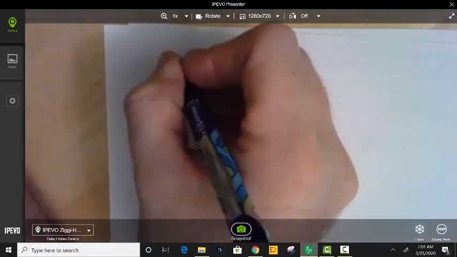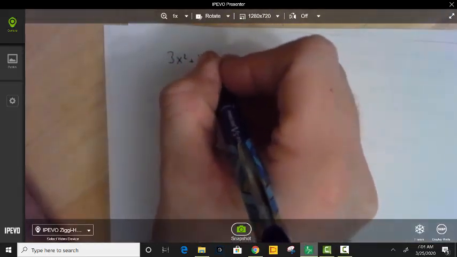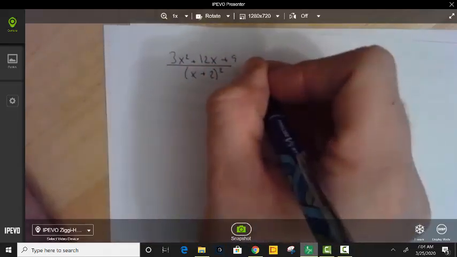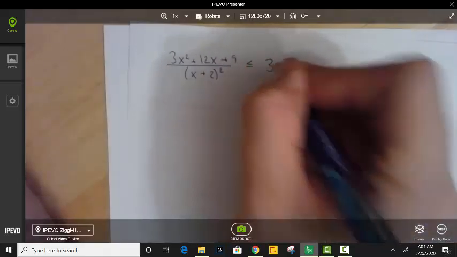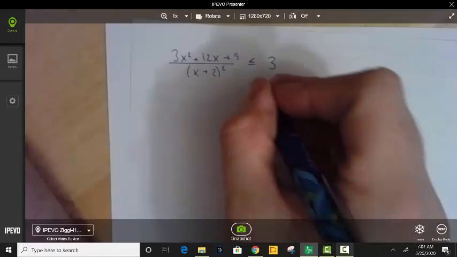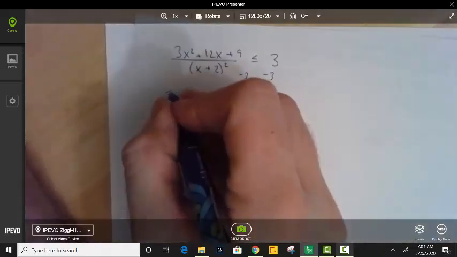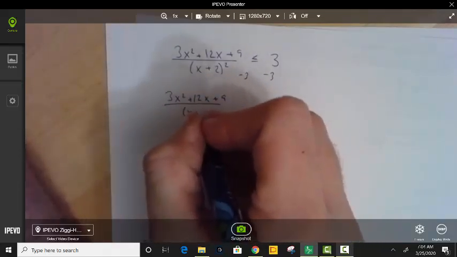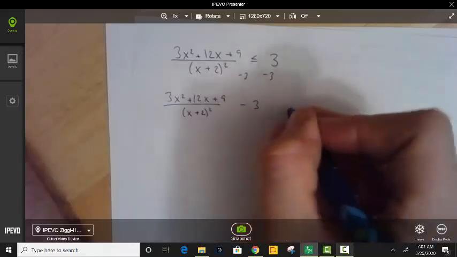Alright, and then the last example that we're going to do for this video is 3x squared plus 12x plus 9 over x plus 2 squared is less than or equal to 3. Okay. So, first thing we're going to do is we're going to set this to 0. So we're going to minus the 3 over 3x squared plus 12x plus 9 over x plus 2 squared minus 3.